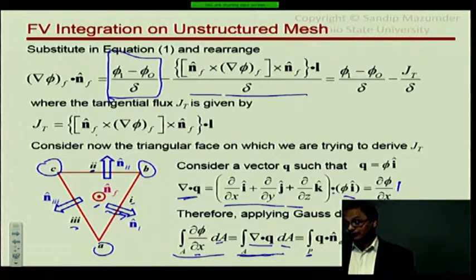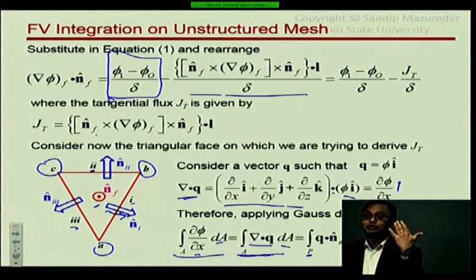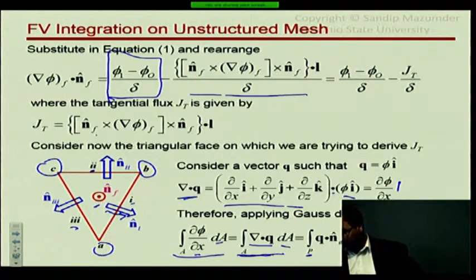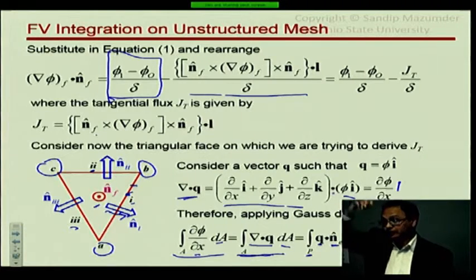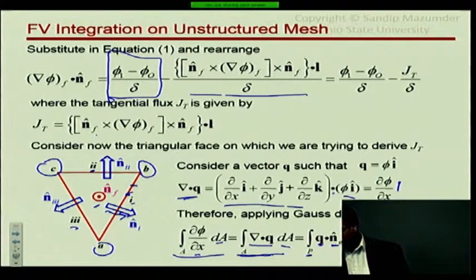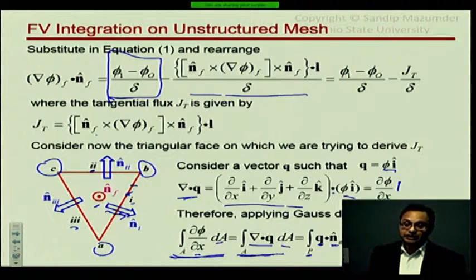Just like we did from volume to surface integral, now we are going from surface integral to line integral, dimension reduction: Q dot the edge normals dl. So dl is basically a differential length along the edge of the triangle. I bring back my q, which is phi times I. That's what I defined it as. So this becomes an expression for d phi dx integrated over the area.